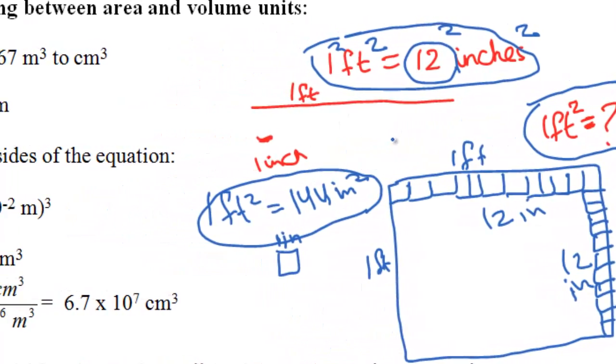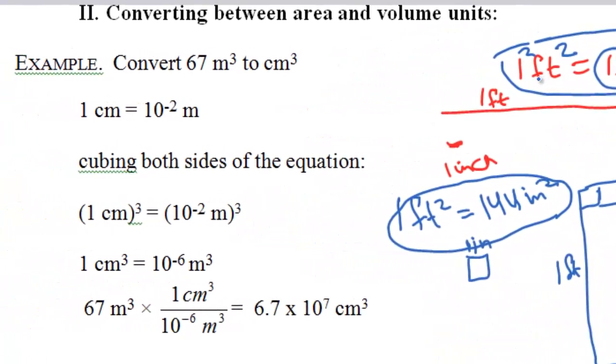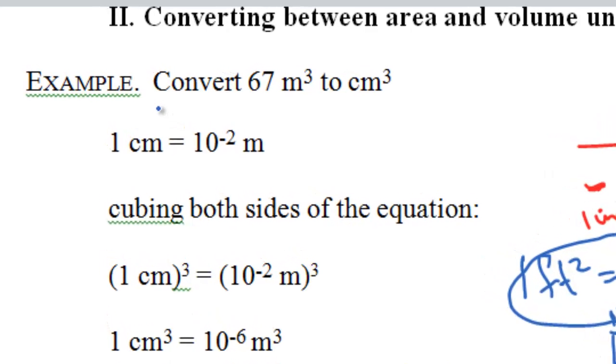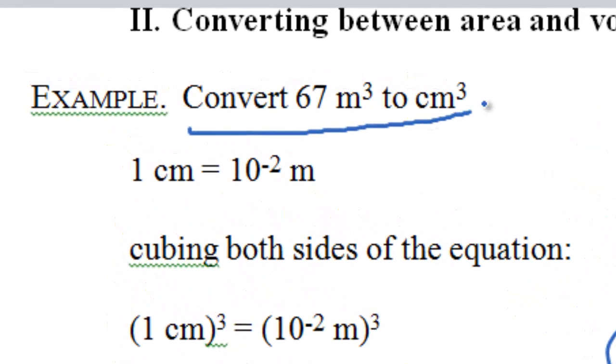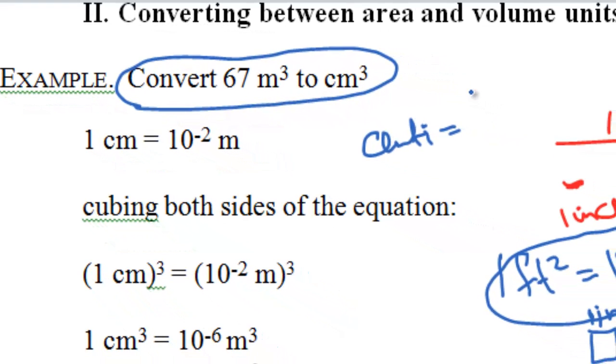The same thing applies to volume. In the case of volume, you have to cube the numbers the same way you cube the units. So here in this example, we are asked to convert 67 cubic meters to cubic centimeters. The prefix centi means 1 over 100, which is 10 to the negative 2. So 1 centimeter will be a 100th of a meter.